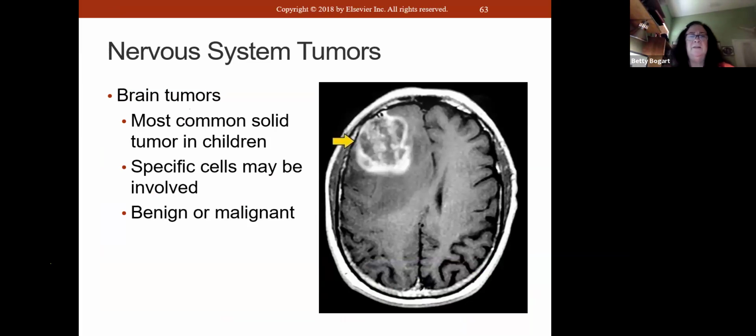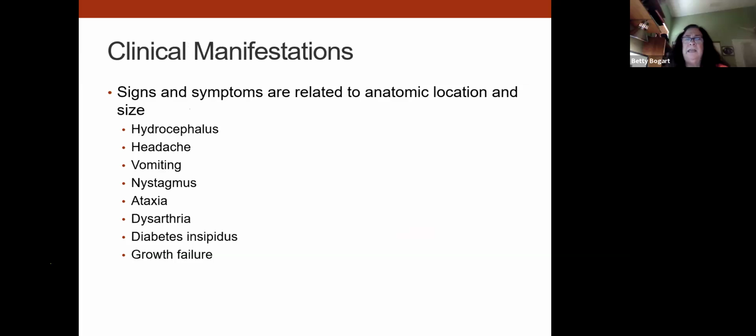Now, nervous system tumors. So let's talk about some brain tumors, right? In children, you've got a child whose head all of a sudden starts to get bigger, hydrocephalus, or they're getting headaches that are getting worse over time. Vomiting, not related to eating. Then you might see the eyes wiggling back and forth, nystagmus.